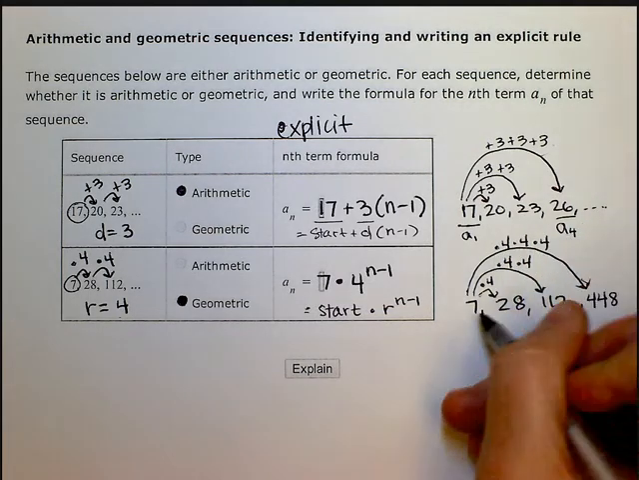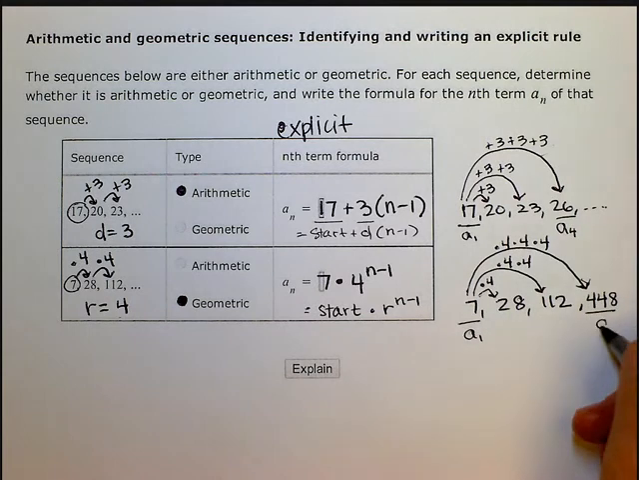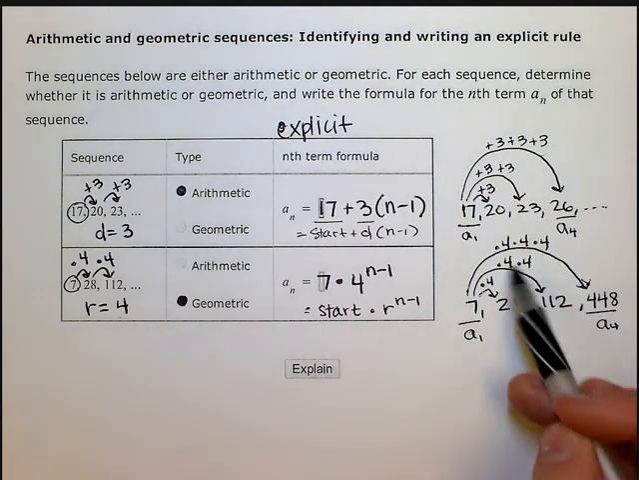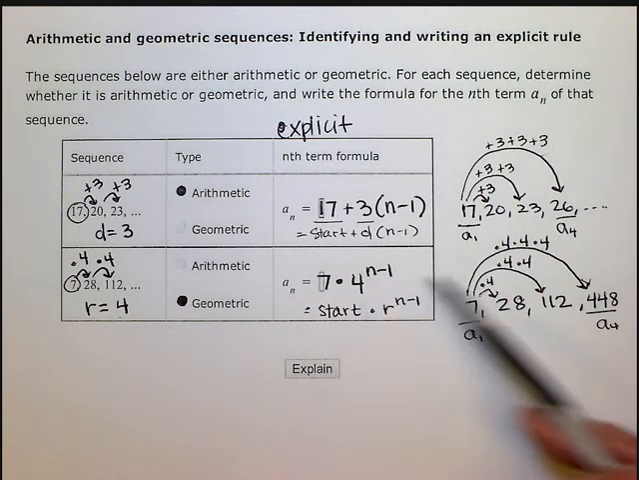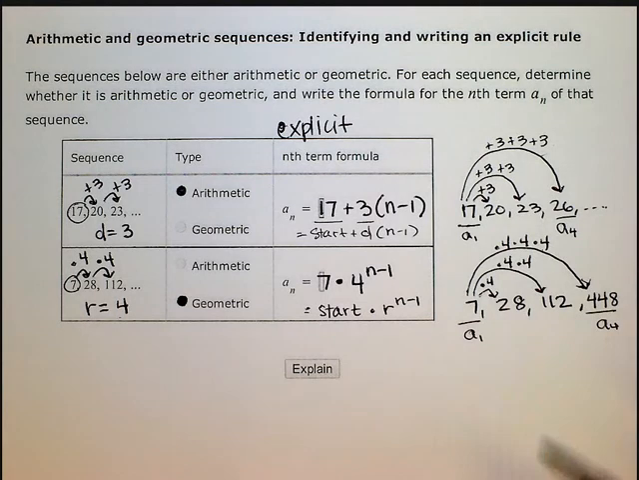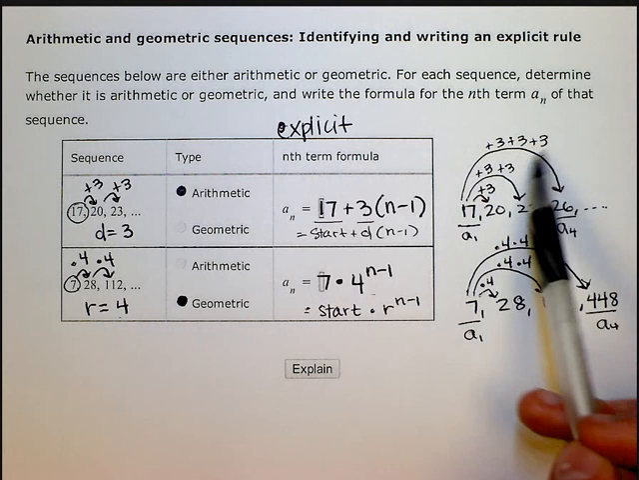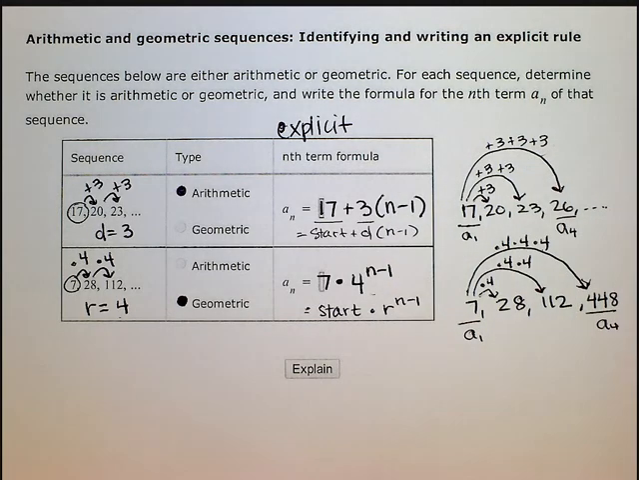So to get from a sub 1 to a sub 4, my fourth term, I see that I'm doing 4 times 4 times 4, or 4 to the third, which is what we would end up plugging in here to find the fourth term. So the repeated multiplication ends up looking like an exponent, whereas the repeated addition looks like multiplication here. And that's all you have to do.